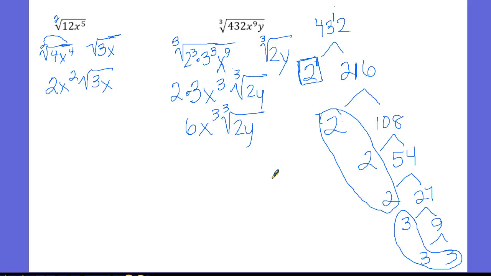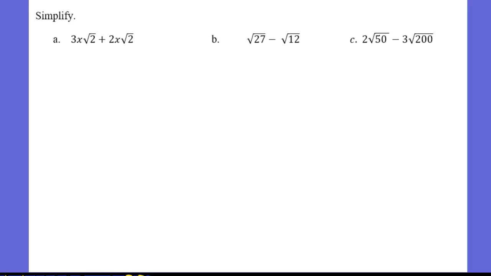Moving on. Ready? So now we're going to start simplifying some addition and subtraction problems. So we're going to be trying to combine like radicals. So our next problem is here. We have three different problems to look at. The first one is 3x square root of 2 plus 2x square root of 2. And I have to simplify them.